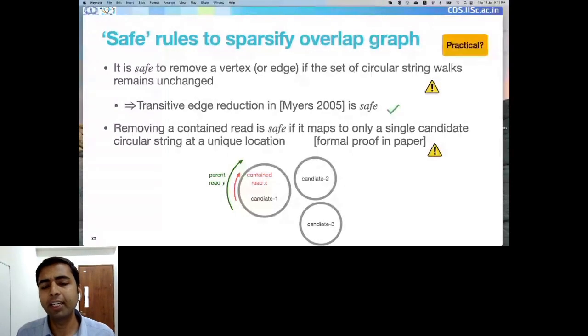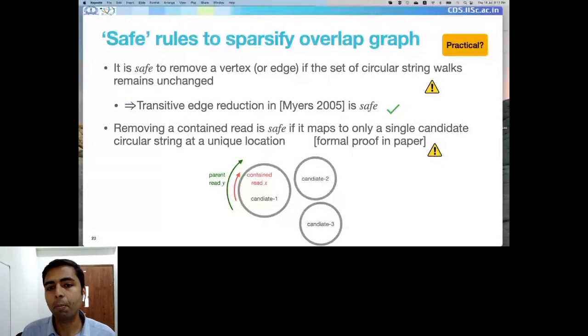So now the next question is, can these be implemented efficiently? Unfortunately, for the first and third rules, we don't know of an efficient algorithm to implement them. In the first case, we have to enumerate all possible string walks to check whether a vertex removal or edge removal is safe, which is computationally expensive. And for the third rule, we need to know all the candidate assemblies, and an efficient algorithm to compute those is not known.